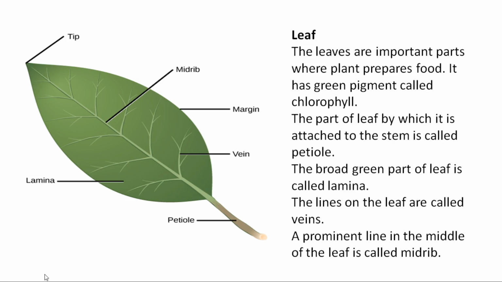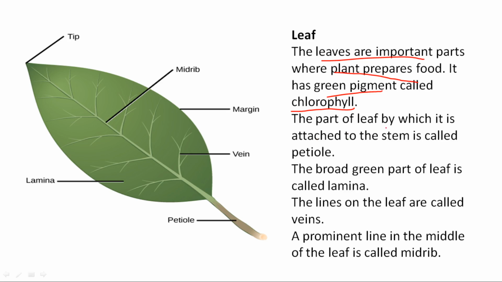Okay, next is leaf. You are seeing the leaf. So leaf has different parts. The leaves are important parts of plant which help to prepare food. Here plant prepares food. It has a green pigment. It looks green because of green pigment. The green pigment is known as chlorophyll. What is green pigment called? Chlorophyll. That's why it looks green.